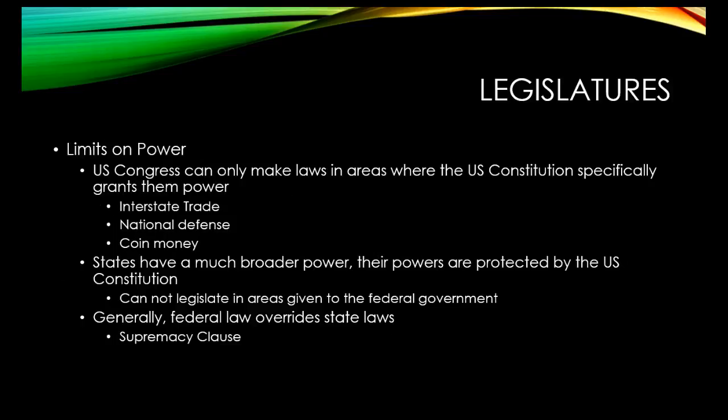There are limits on power, okay? The U.S. Congress can only make laws that the U.S. Constitution specifically grants them power, okay? Now, I know it seems like the U.S. Congress does a lot, but they interpret the Constitution to say, well, I think the Constitution means I can do this. If you look at Article 1 of the U.S. Constitution, it's going to list exactly what the U.S. Congress can do. They can regulate interstate trade. They get to set national defense. North Carolina doesn't get to set national defense priorities. That's the U.S. government's right.